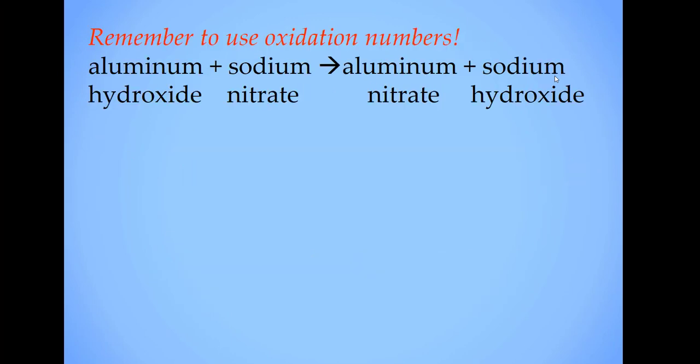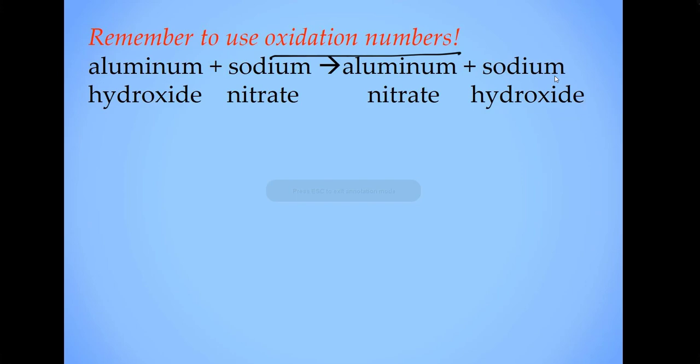All right, let's look at this where we have to write the formula. So this is a combination of what we've learned previously, and then we're adding it to balancing equations. So remember to use oxidation numbers if you have a metal. You can't do it in one step, you need to do it in 2 steps.